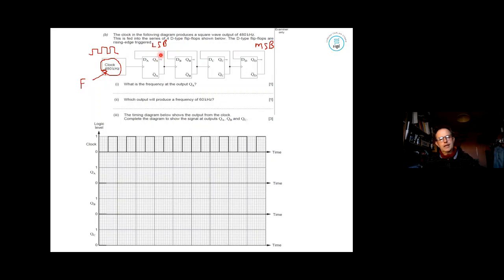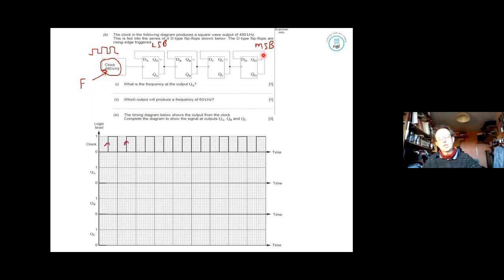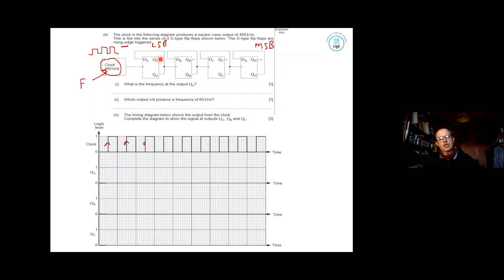Remember, this is the least significant bit. This is the most significant bit. Basically, most significant bit means it's got a bigger value than the least significant bit in terms of decimal number.